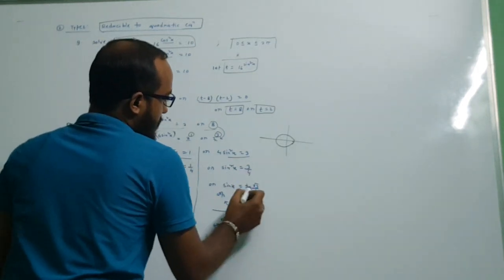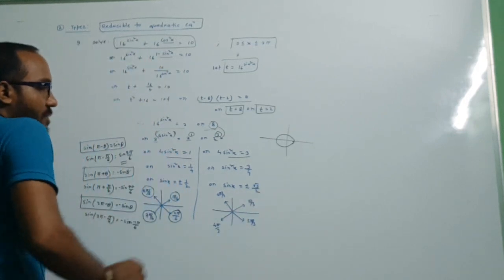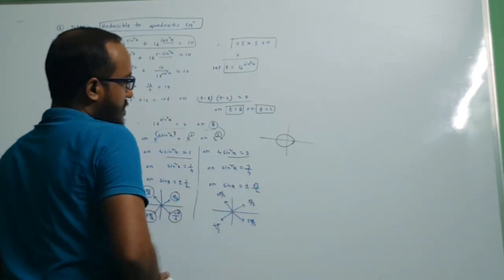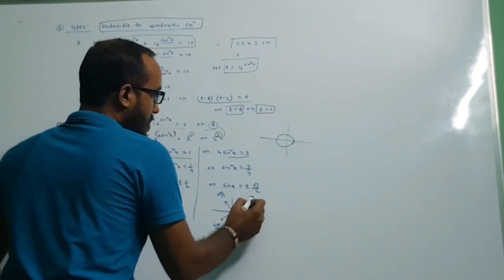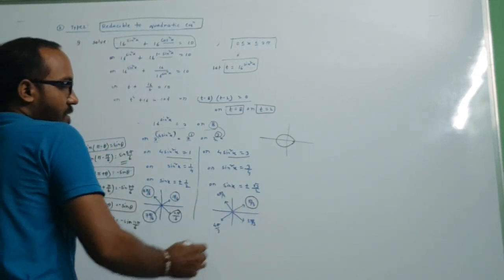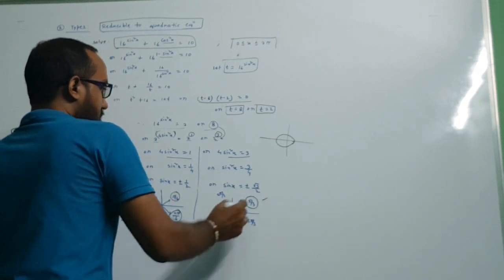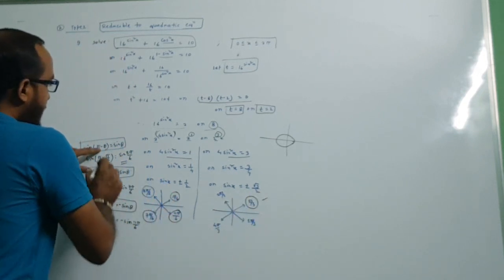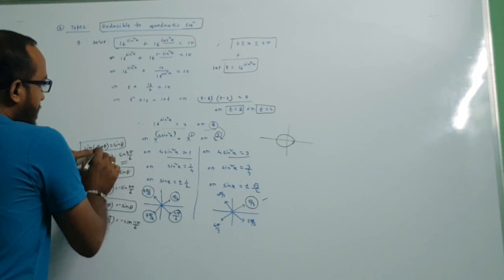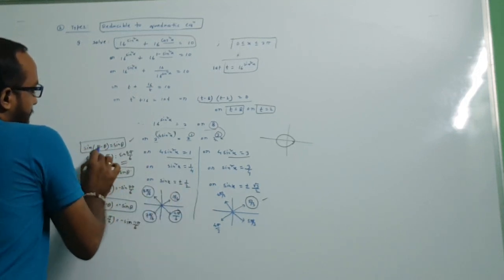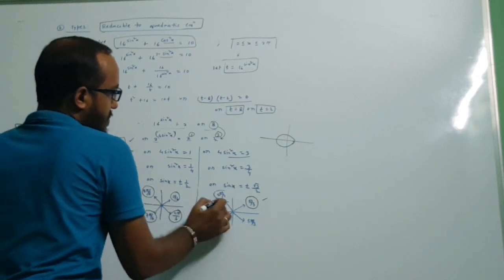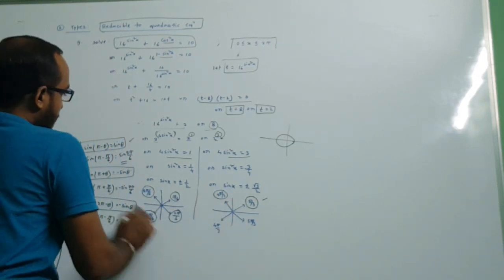See, sin x equals plus minus root 3 by 2. If we take plus root 3 by 2, sin pi by 3 is root 3 by 2. So in the first quadrant, one solution is pi by 3. In a similar manner, pi minus pi by 3 would be positive, that means in the second quadrant. So pi minus pi by 3 is 2 pi by 3. So another solution would be 2 pi by 3.